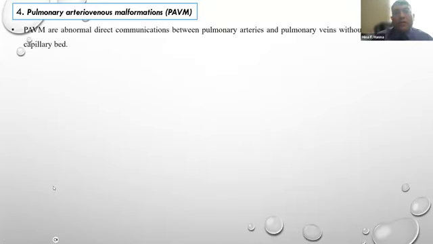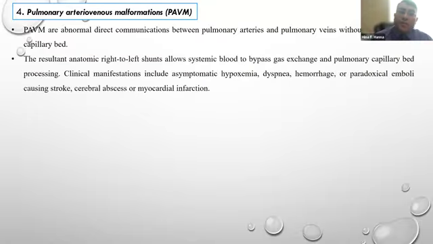Pulmonary artery vascular malformation are abnormal direct communication between the artery and vein bypassing the capillary bed. The resulting anatomic right to left shunt allows systemic blood to bypass gas exchange and pulmonary capillary bed processing. Clinical manifestations include asymptomatic presentation, dyspnea, hemorrhage, paradoxical emboli, cerebral abscess, or myocardial infarction. All this because of the emboli crossing from the right side to the left side systemic circulation.